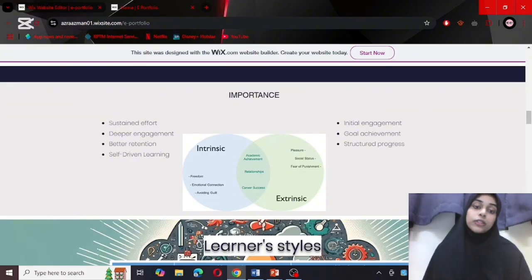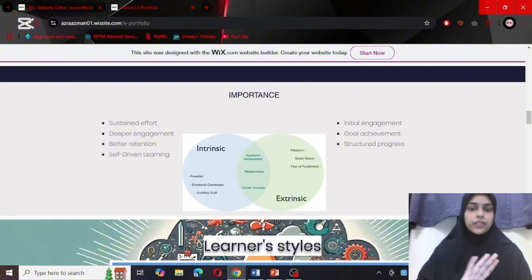The second one is goal achievement and also structured progress. So motivation keeps students focused on their goals, whether it's passing a test or improving their speaking skills or achieving fluency. A motivated student is more likely to stay on track and meet their objective. Extrinsic factors often provide structure, while intrinsic motivation gives them the drive to go further.